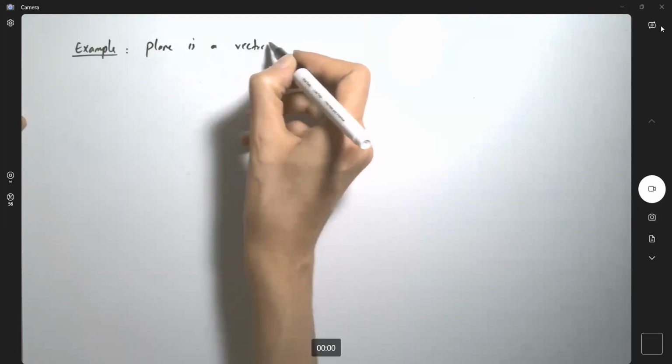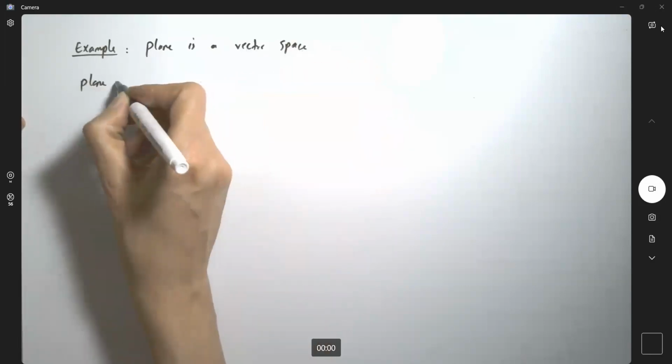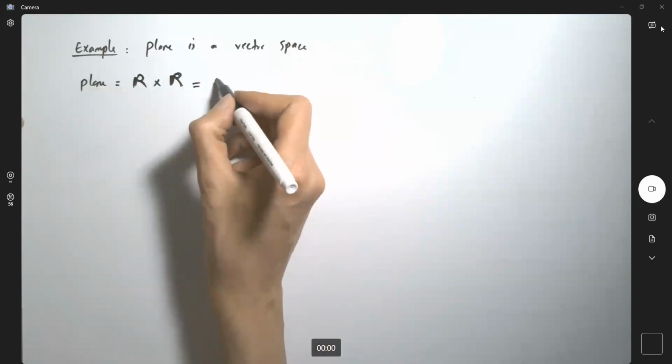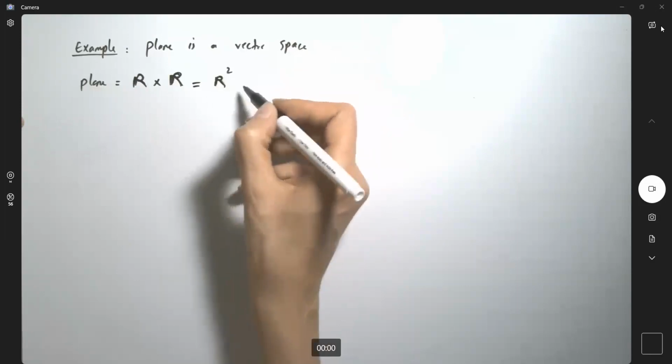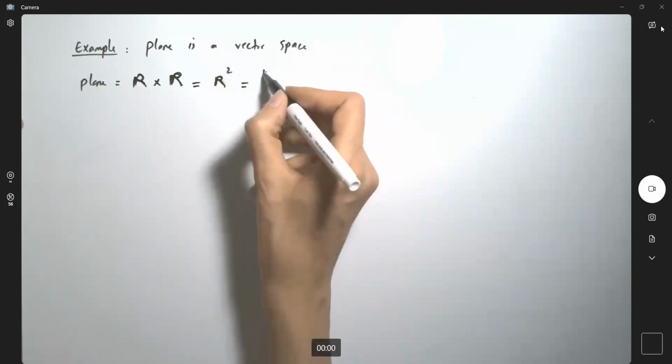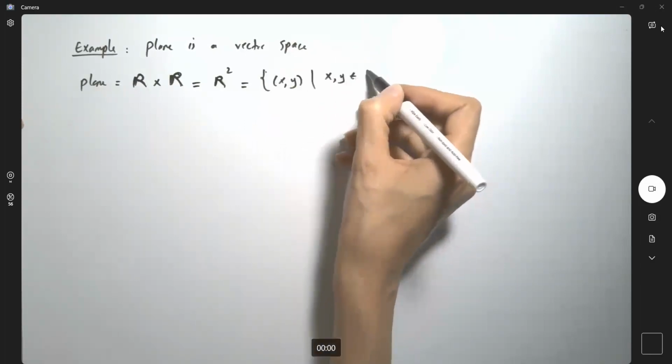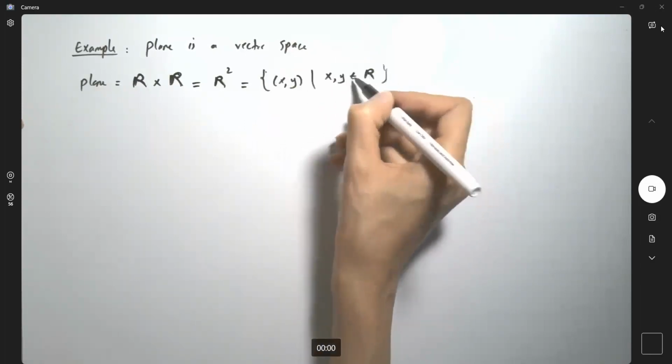Some famous examples for a vector space. Plane is a vector space. So remember that plane is basically the Cartesian product between R and R, or it can be represented as R to the second. This is the set of all x and y's such that x and y are both real numbers.